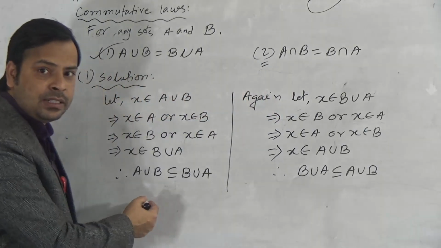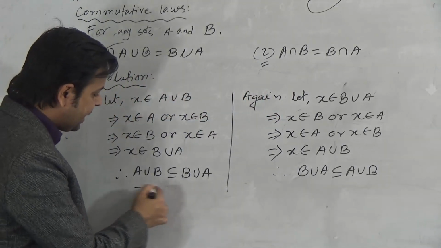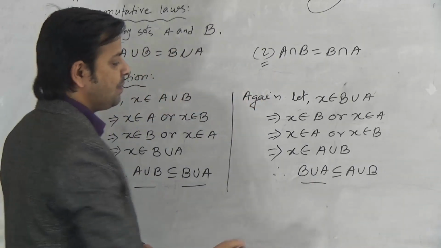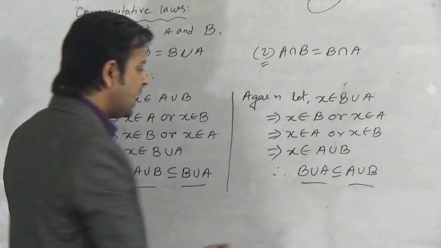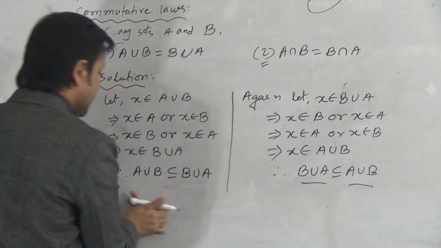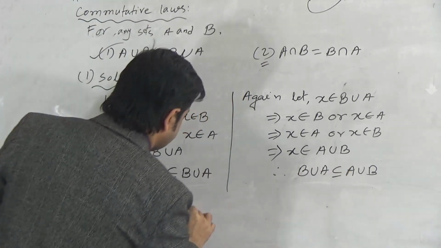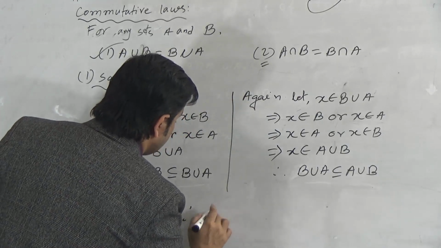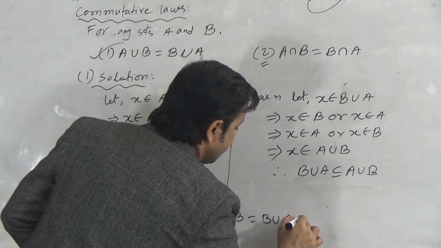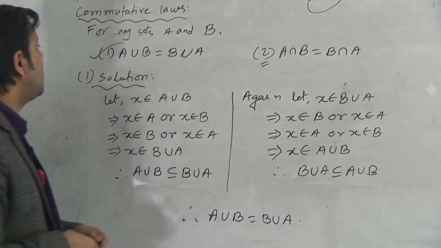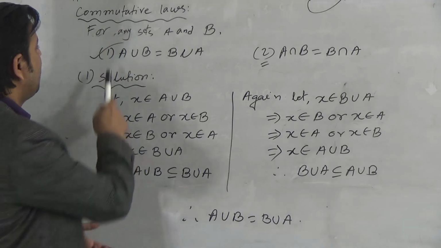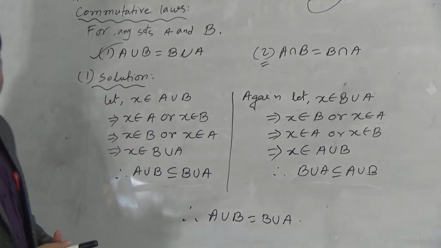I have shown here that A union B is a subset of B union A, and here I have shown that B union A is a subset of A union B. It means that both the sets are equal. So, we can write, therefore, A union B is equal to B union A. This proves the first law of commutative law of set.